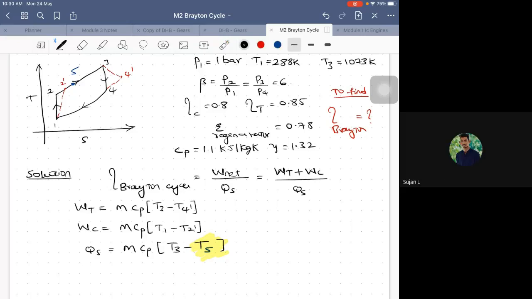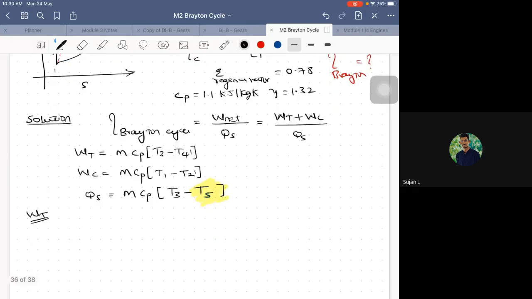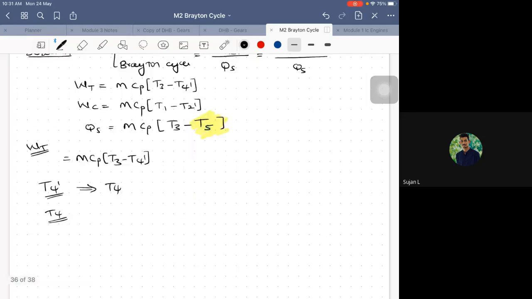Yes. So come on, you should be very fast in calculating WT and WC, since it is again a repetitive procedure, no new thing in it. So be fast in calculating WT. So WT is given by, again, mCp into T3 minus T4 dash. So I don't have T4 dash. So in order to calculate T4 dash, I require T4. So how do I calculate the T4?